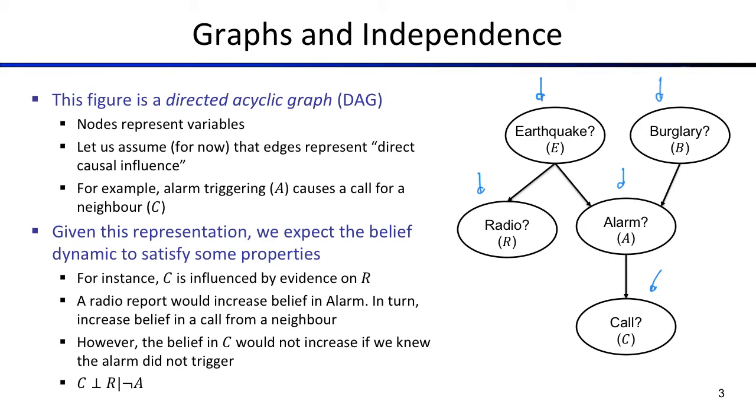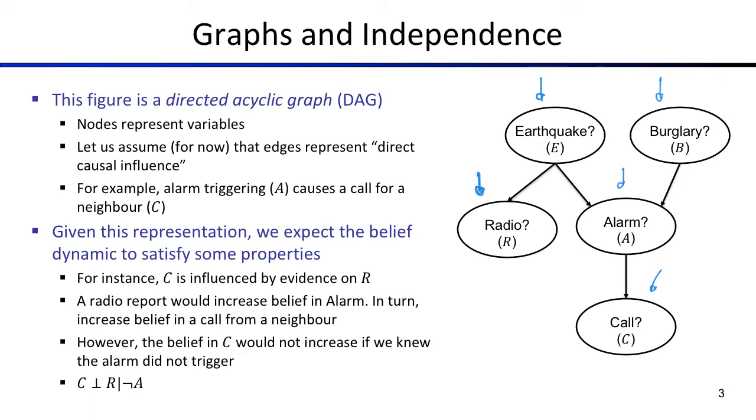The edges are direct causations, but it doesn't mean that a variable that's not directly connected through an edge to another variable is not influencing that variable. There is a chain of influence passing through the nodes, and a node that's distant from another can still influence that node. So for instance, if we take radio here, right?